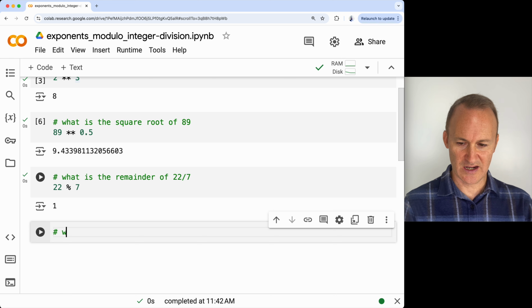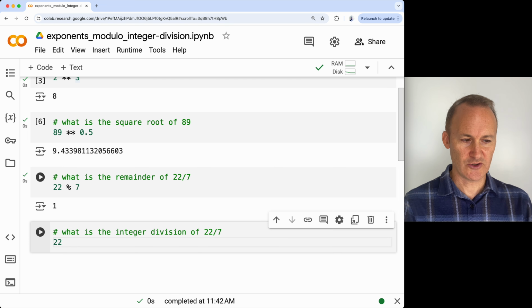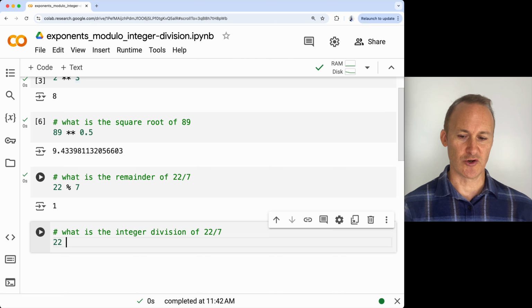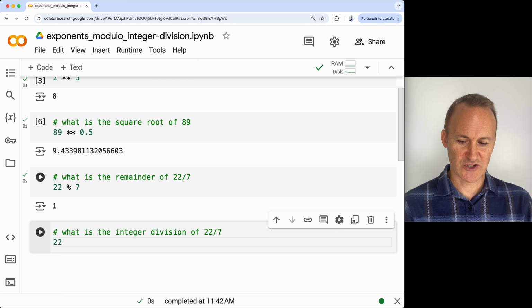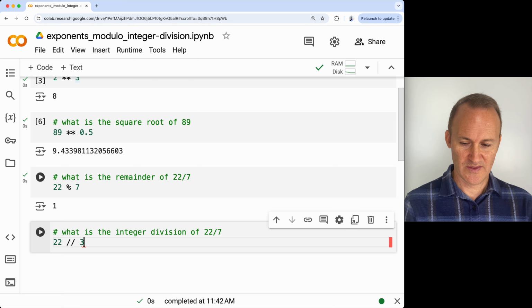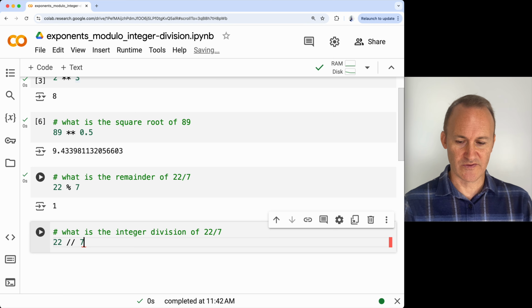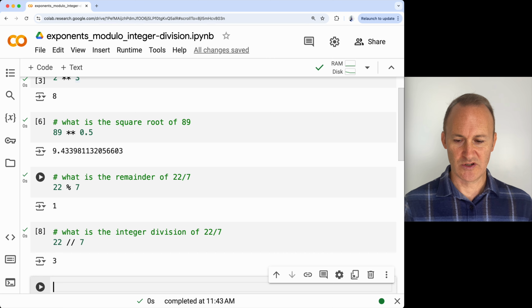So let's do that next. What is the integer division of 22 and 7? The idea of integer division is just the integer part. It's not like 3 point whatever, it's just the 3. And you get that from the double division sign. Note it does not divide twice. That's just the symbol to give you the integer division. And so this just gives us the integer part, and we do get 3.